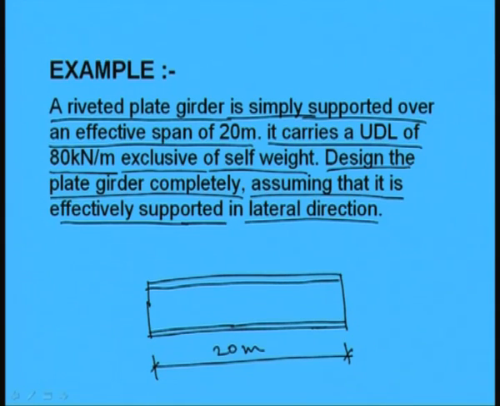So, let us assume we are going to use an I section, right. At the beginning, the I section type of plate girder we are going to use, right. And what other things have been told? That it is a riveted plate girder. So, this has to be kept in mind. So, the economic depth etc. will be calculated from the formula which we have derived in case of riveted plate girder, right.